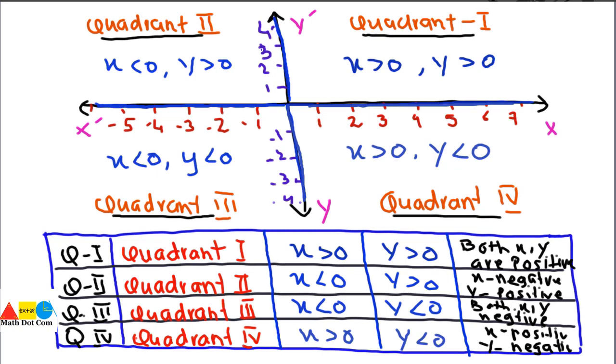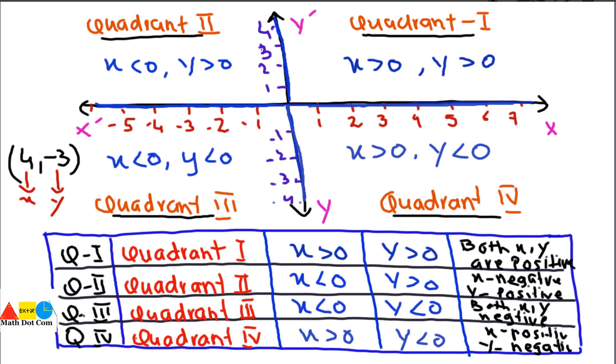If I ask you to plot a point, we'll take the example: plot the point (4, -3). Now (4, -3) is an ordered pair. 4 is the value of x and -3 is the value of y. Now you have to see in which quadrant x is positive and y is negative. x is positive and y is negative in the fourth quadrant. It means the point (4, -3) will be plotted in this fourth quadrant area.